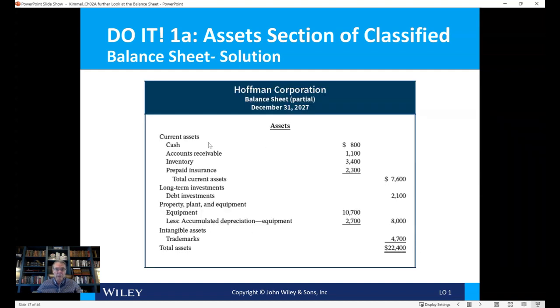So we're going to put this all together. So the current assets are cash, accounts receivable, inventory, and prepaid insurance. So that's 7,600. Long-term investments or debt investments are 2,100. Property, plant, equipment is equipment, like I said, plus the accumulated depreciation, which is a negative balance. And so your net book value is the difference between those two. So we have net book value of property, plant, equipment of $8,000. And then we have trademarks of 4,700.